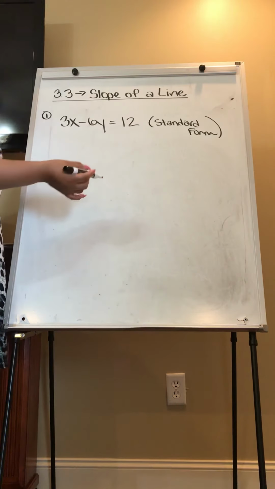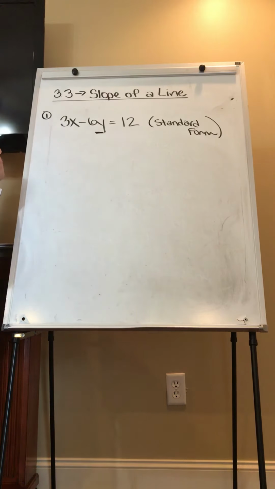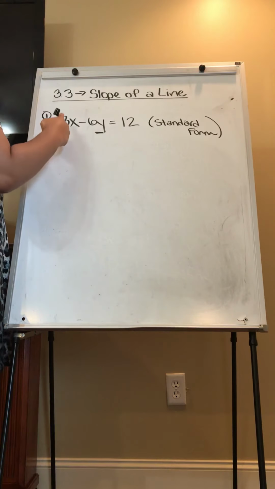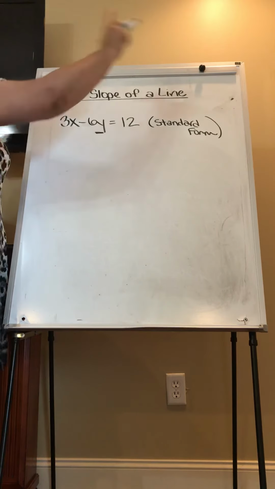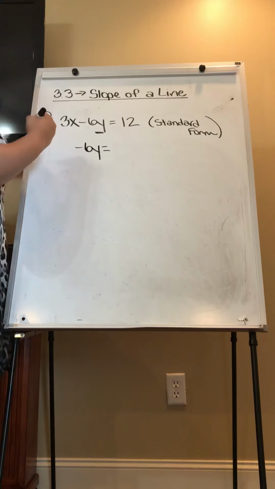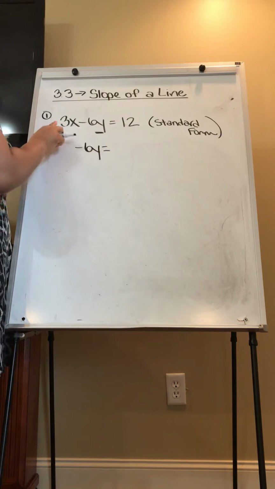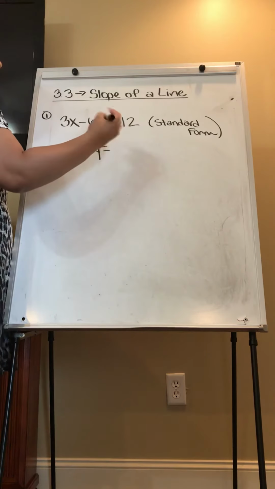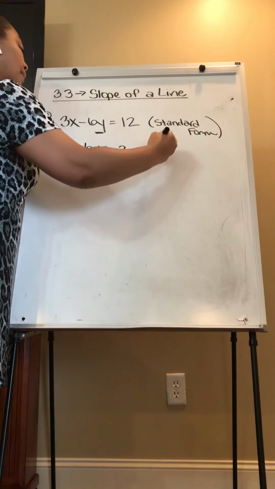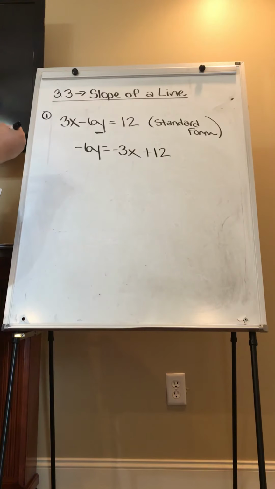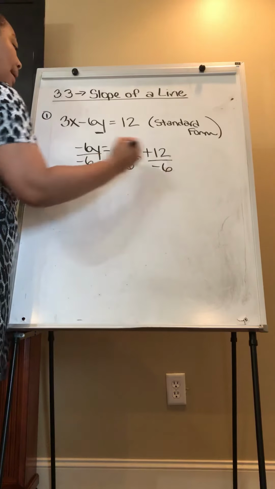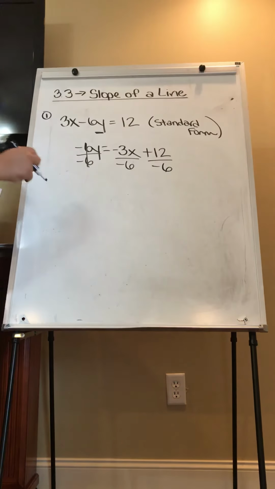To put it in slope-intercept form, your main focus is to get y on the side by itself. So you're always going to start by moving 3x over, moving that x term to the other side. I bring down my negative 6y equals, move 3x, and anytime you move across the equal sign when adding and subtracting, you have to change signs. So that'd be a minus 3x, and I bring down my plus 12. Now you're going to divide everybody by negative 6 because you have to get y by itself, so I take the negative 6 off by dividing.